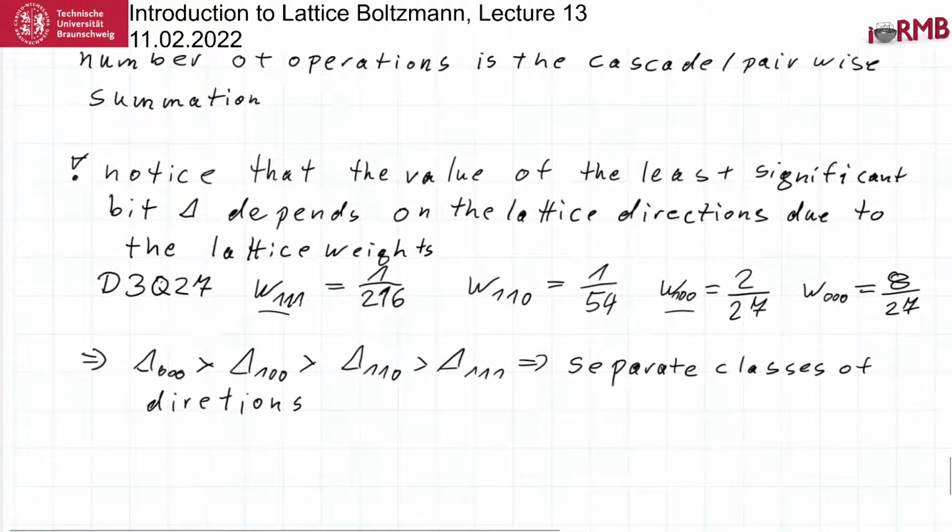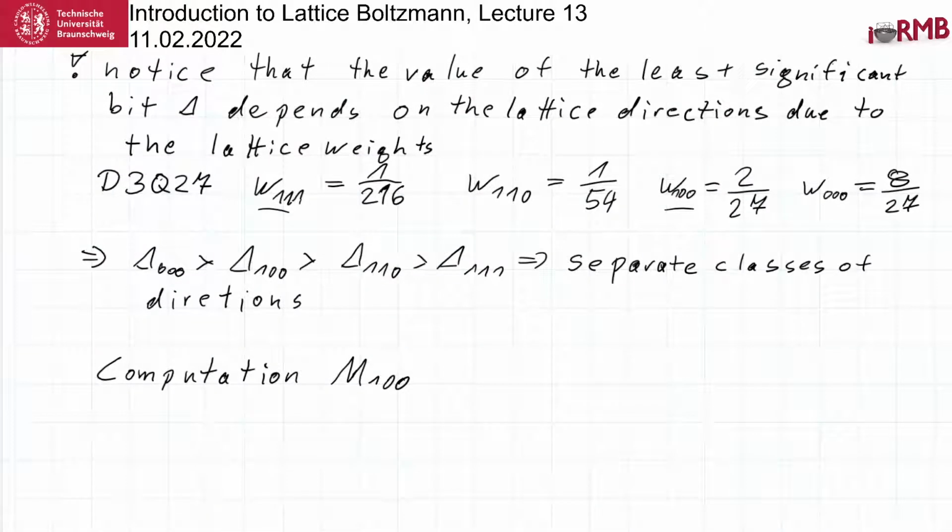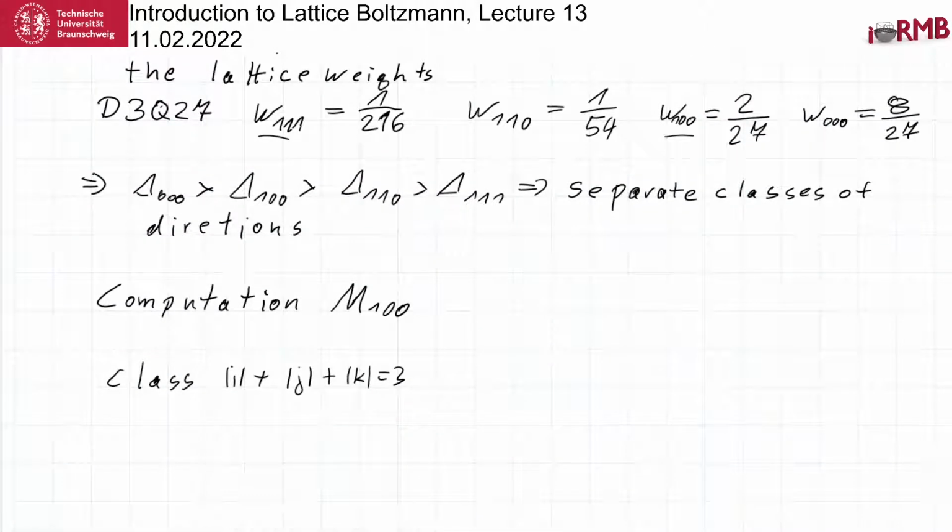So this is now done like this. So we have for the computation of M100, we distinguish between these 3 classes. So we have the class where the absolute value of i plus the absolute value of j plus the absolute value of k is equal to 3. Yeah?